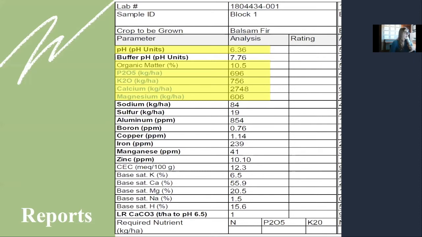We're going to look at organic matter percentages. So I said earlier that 10.5 is exceptional. We want to be somewhere in the range of 4 to 8. Then we're also going to talk about phosphorus, potassium, and briefly on calcium and magnesium. I also want to note that these values, when you get them back from our analytical lab in Nova Scotia, are in kilograms per hectare.